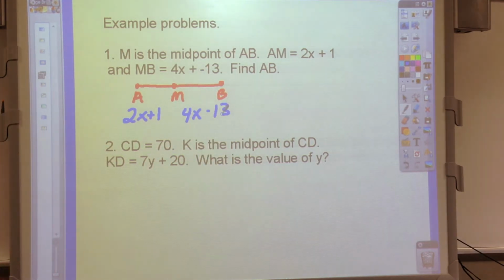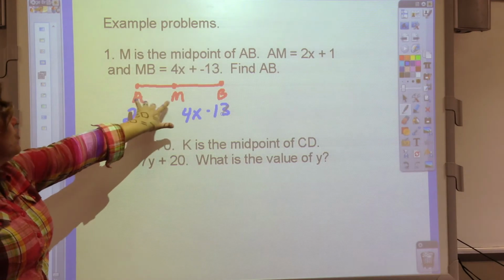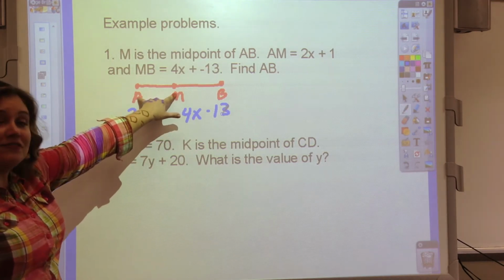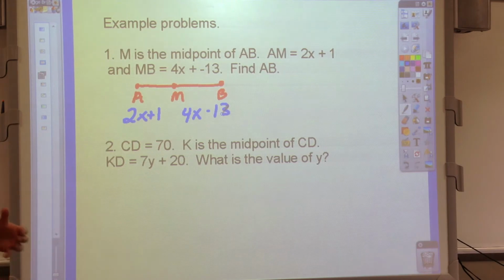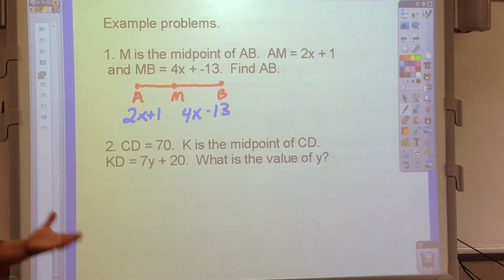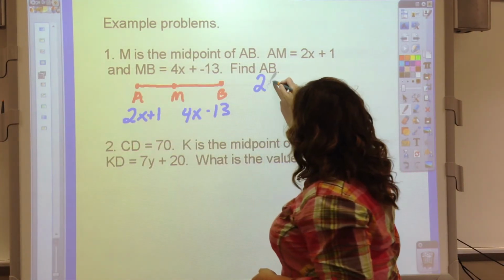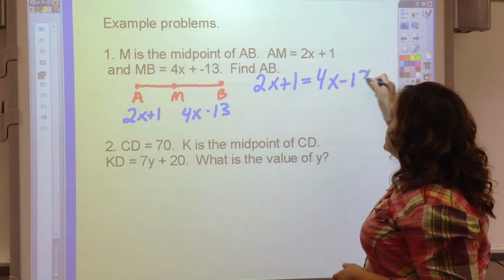Now if I want to find AB, the entire length, first I'm going to need to find the value for x, find the value of one of these half lengths, and then multiply that value by 2. So to find x, if I know that these two lengths are equal to each other, let's write an equation where we set them equal. So I have 2x plus 1 equals 4x minus 13.